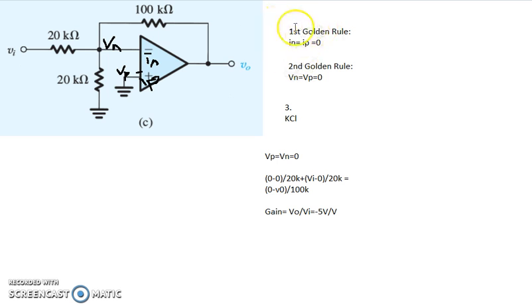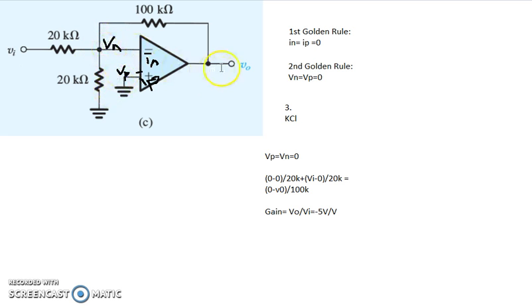And knowing the first two golden rules that apply to this op-amp, we can now use this information to apply KCL to find the voltage gain. So Vp is equal to Vn, which is equal to 0. So the Vn voltage right here is going to be 0 volts.